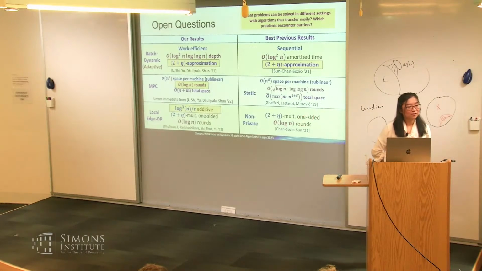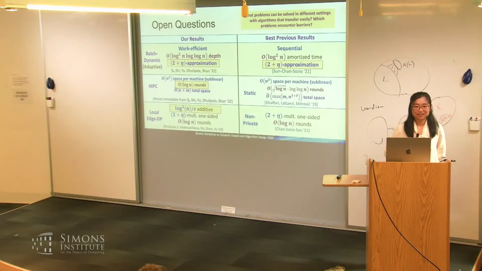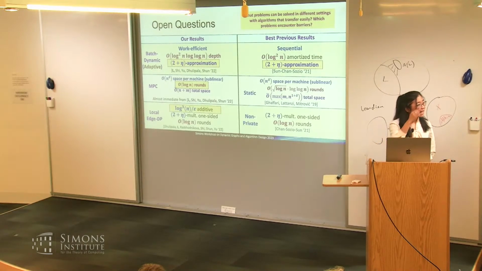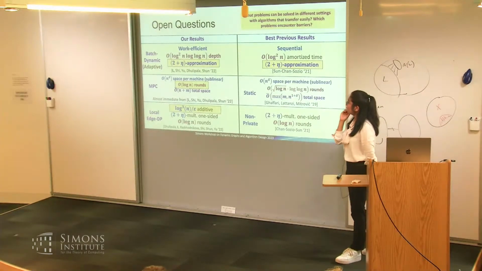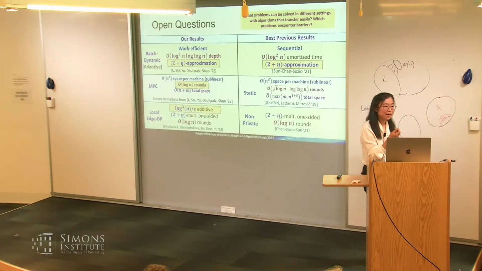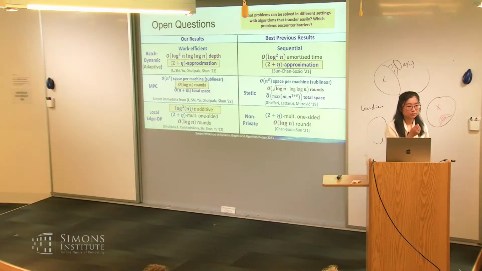Follow-up question. What about if you only wanted to output the size of the matching? For the size of the matching, for local DP, currently we don't have an algorithm, but I think that's much more tractable for local.